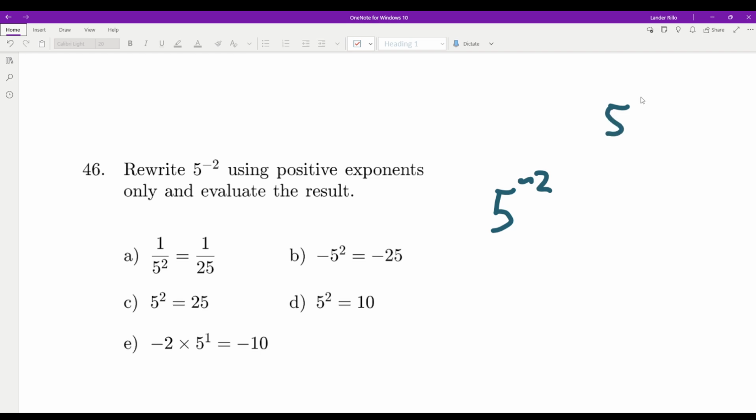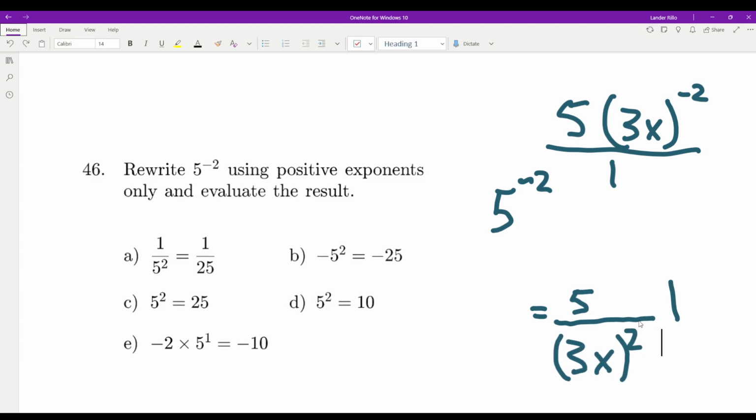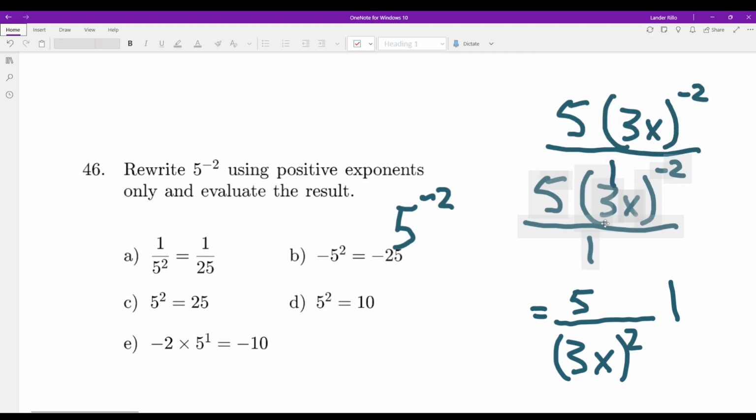So let's just say, for another example, this was like 3x, and then there's like a 5 here, and then this is negative 2. You would reciprocate whatever the term or base that this negative 2 is attached to. Say this is like 1 at the bottom. Then you would reciprocate 5, 3x, and then this is now positive, so you moved it to the bottom.